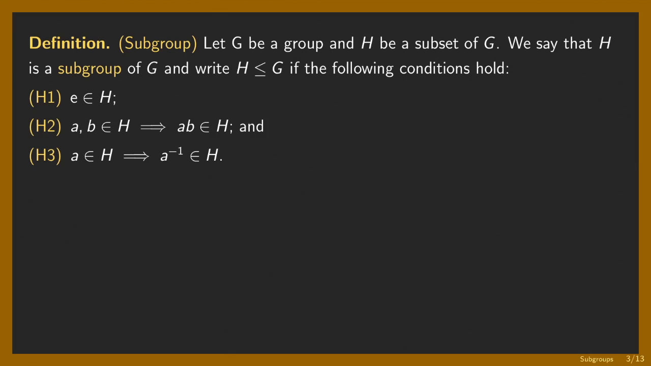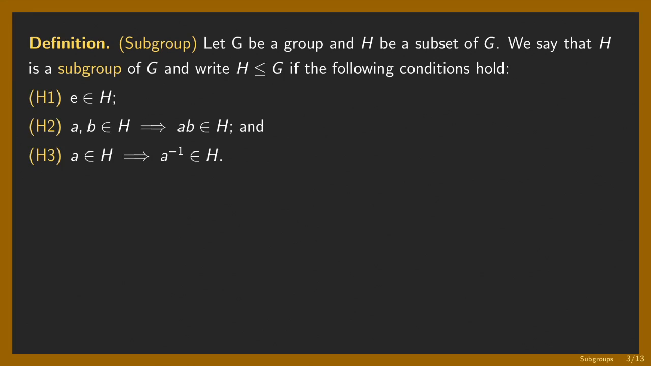Okay, so let G be a group and H be a subset of G. So H is a set inside the set G. We can say that this subset forms a subgroup of G, expressed in this manner, if the following conditions hold. There are three conditions to be satisfied in order for us to say that H is a subgroup. Number 1, the identity element in G, namely E, must be in H.